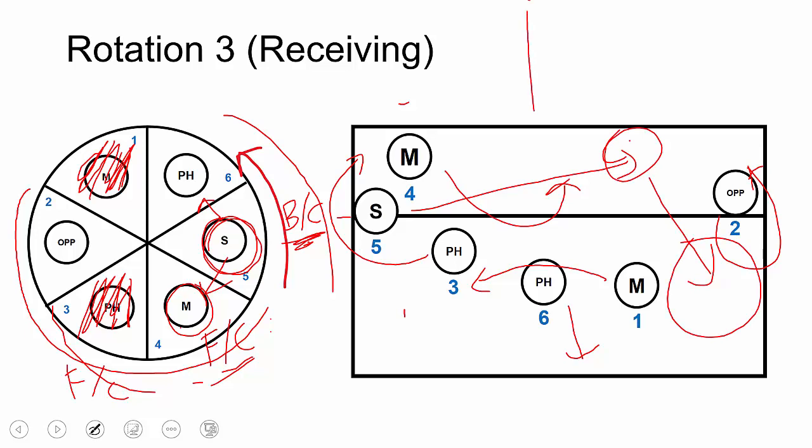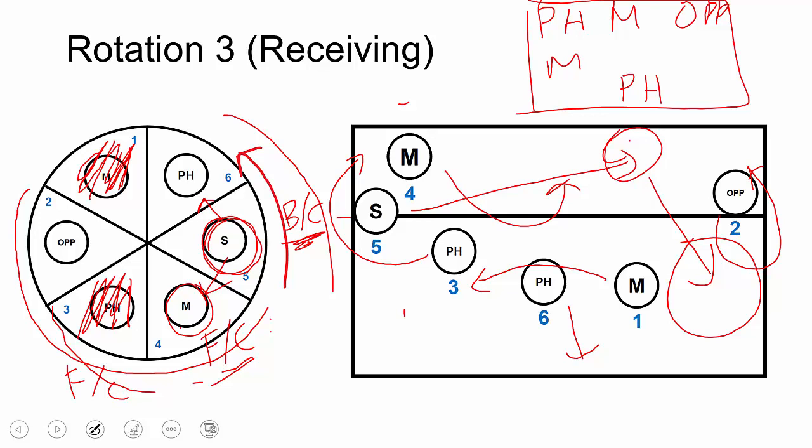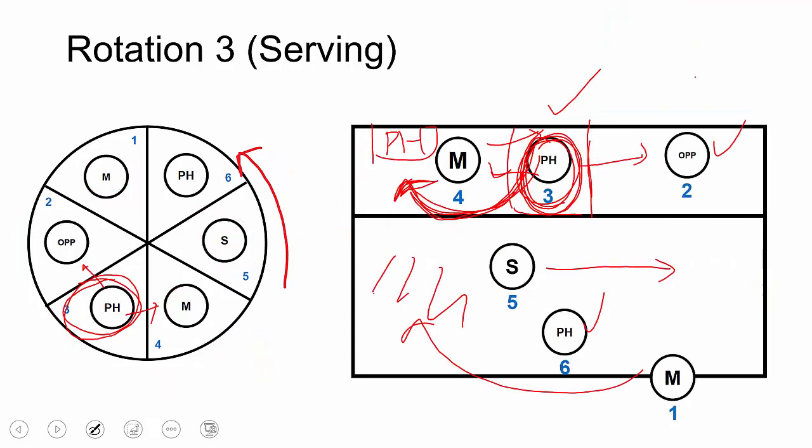All right, once again, just remember what the default positions are. Pass hitter needs to get there, middle needs to get there, op needs to get there. And we see the pass hitter back court defends in 6, middle goes to 5, and the setter goes to 1. All right, same as last slide.